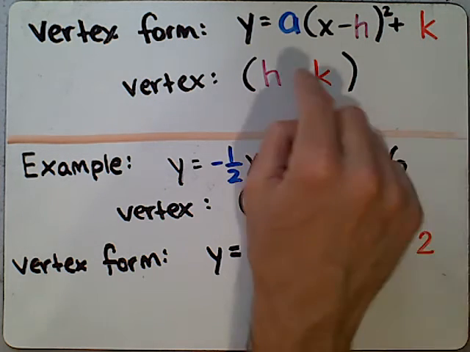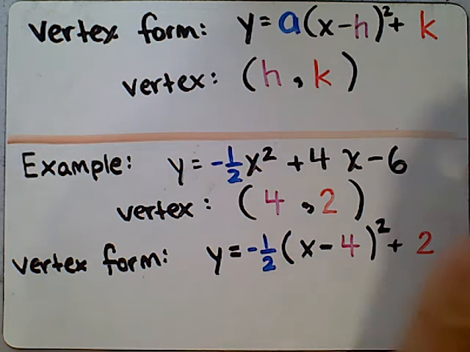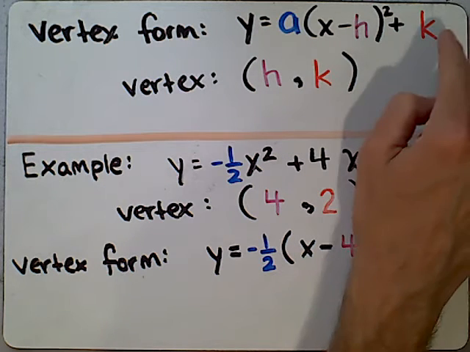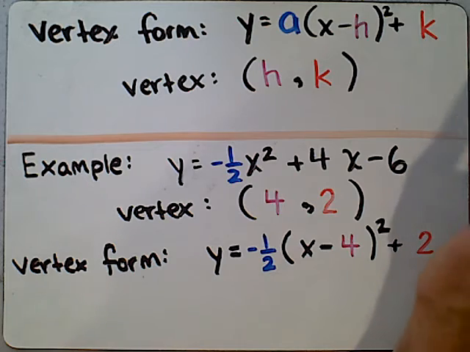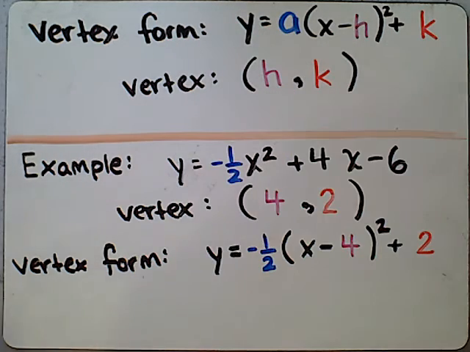add k. K is the y value in your vertex. It's going to be your relative maximum or minimum. You're going to plug that number in here. So you want to make sure you have this vertex form written down somewhere. I'm going to walk through an example.